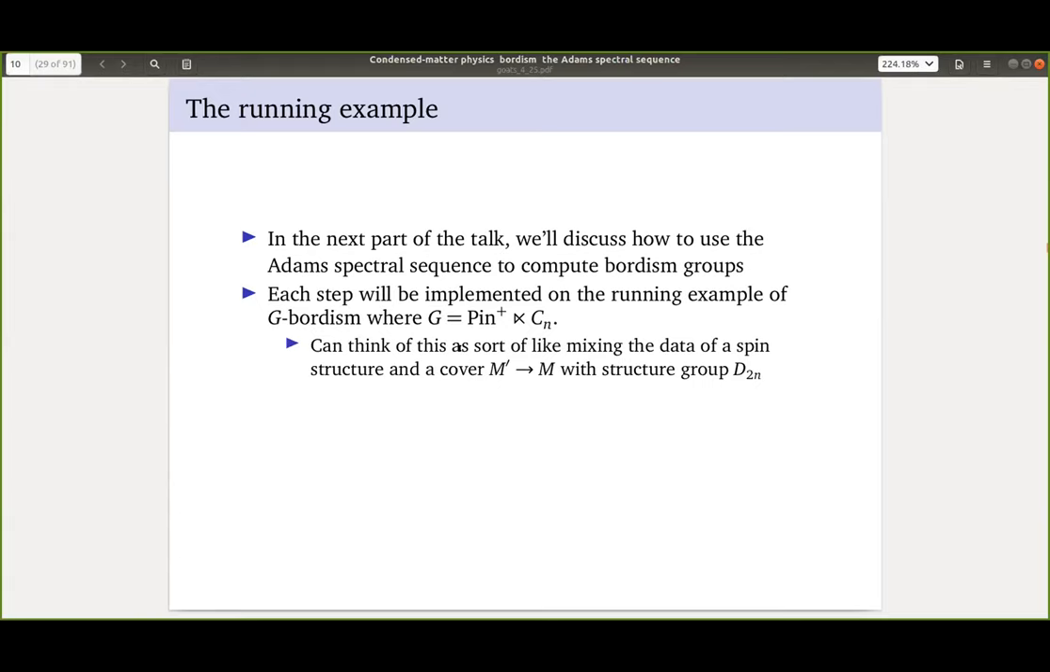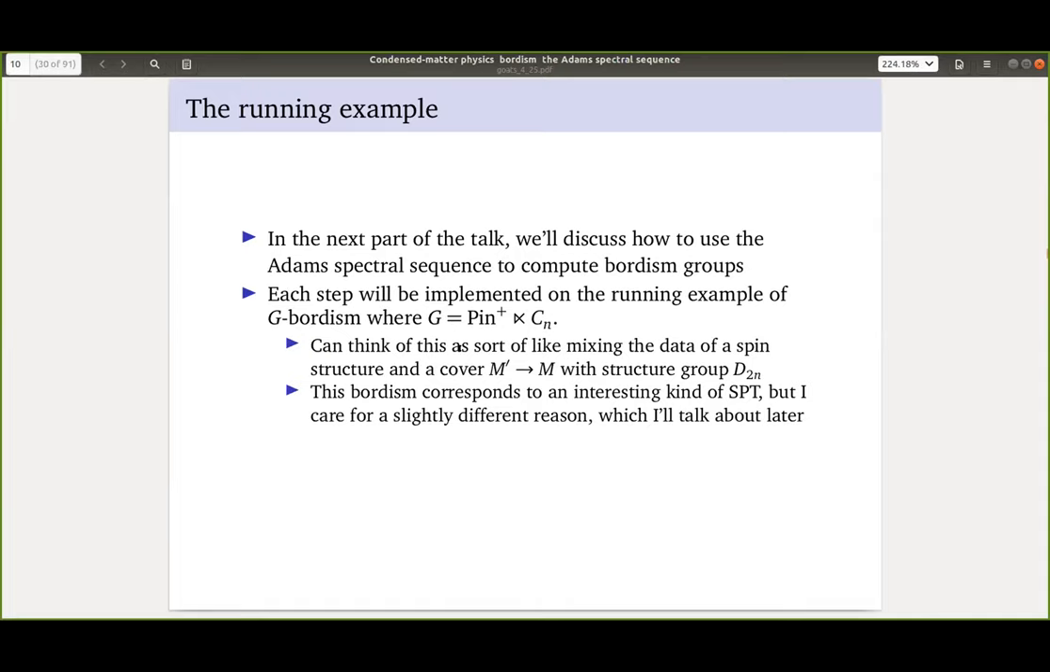But it's not exactly that, but that's the kind of data you have. So if you're doing geometry with this thing or physics, you have analogs of things like the Dirac operator, but maybe they don't behave as nicely as you'd like. And then you have this dihedral group floating around. So you could translate the Bordism groups here into some particular kind of SPT, and that would be an interesting application. But I care for a slightly different reason, which has to do with crystalline phases, and which I'll talk about in the last part of the talk.